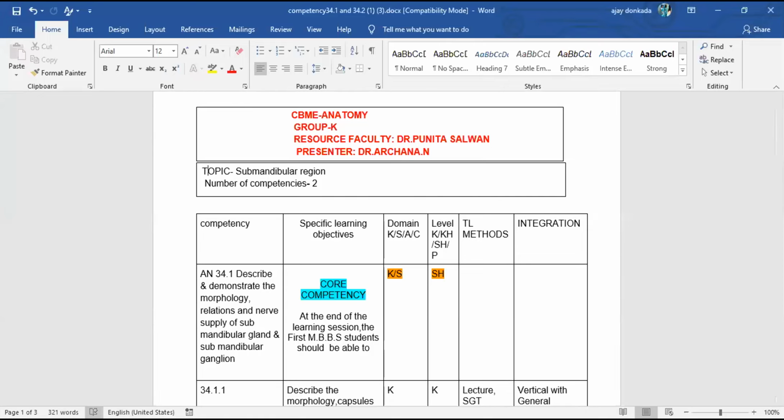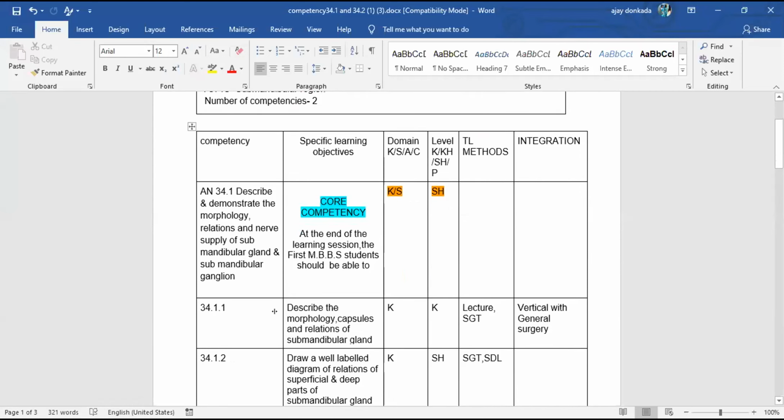34.1, describe and demonstrate the morphology, relations and nerve supply of the submandibular gland and submandibular ganglion. It's a core competency, and at the end of the learning session, the first MBBS student should be able to describe. The first SLO is describe the morphology, capsules, and relations of the submandibular gland. The domain is knowledge, K, and the proficiency level is K.